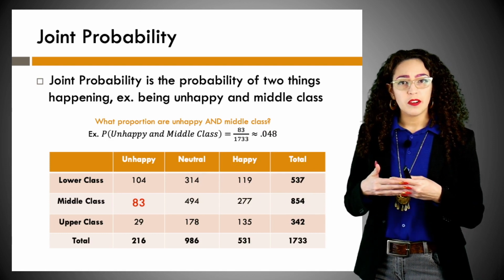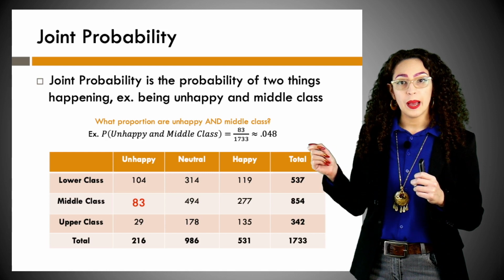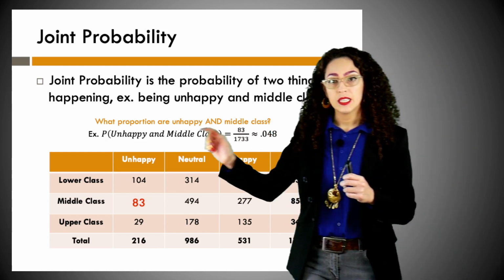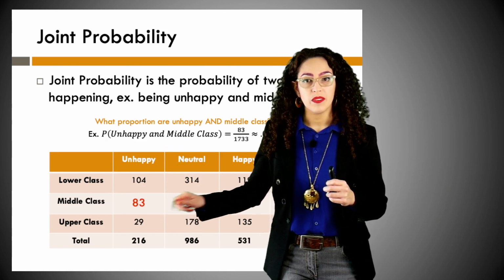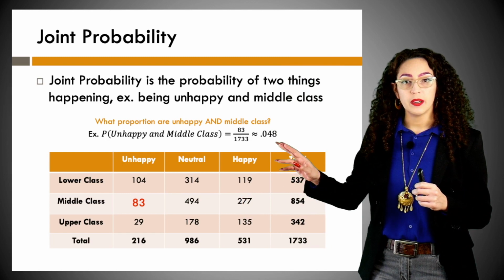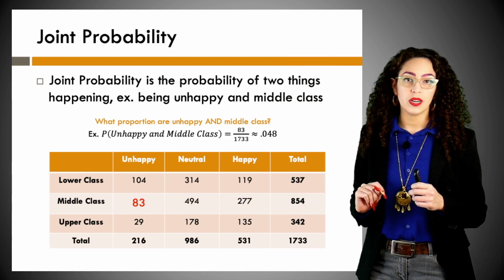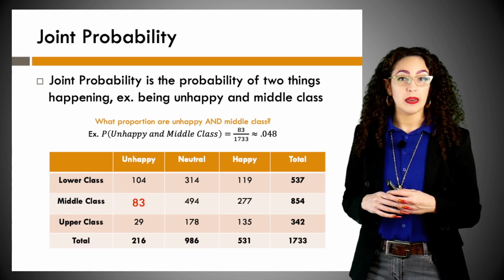So let's look at joint probability again briefly. Joint probability is the probability of two things happening. So in this example, let's say unhappy and middle class. So we have unhappy, middle class. So we're looking for this one. We have 83 people out of the entire total, 1,733, and we end up with 0.048. So about a 5% chance of being unhappy and middle class.